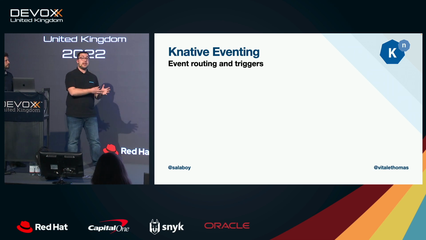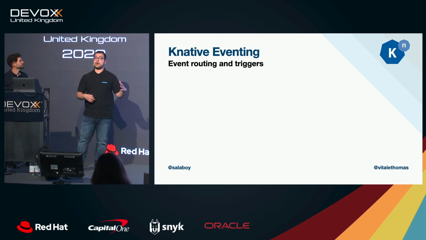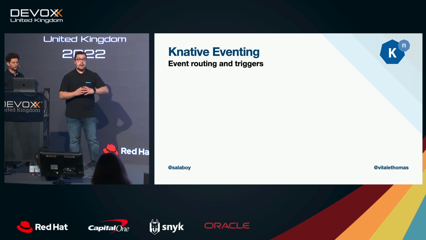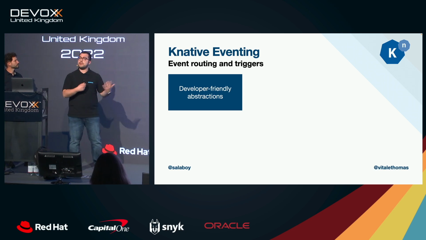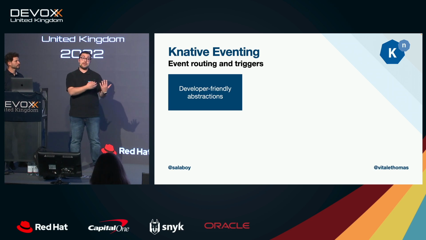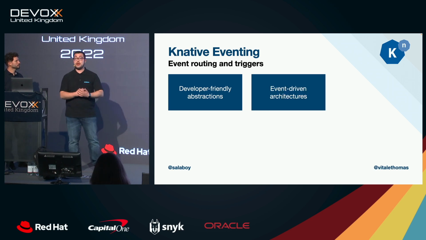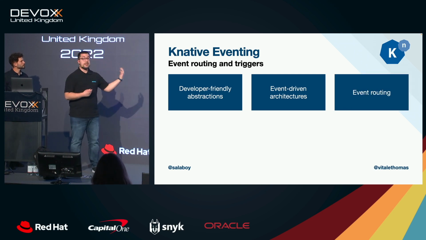So we talked about Knative Serving that allows us to build a serverless platform on top of Kubernetes. Knative Eventing follows the same guidelines. So, for example, providing more developer-friendly abstractions in order to allow us to build not only serverless architectures, but also event-driven architectures. And it does that by defining a standardized way of doing event routing.